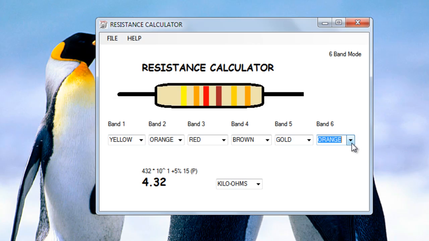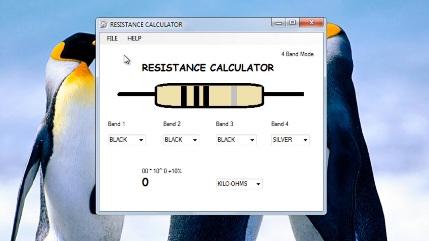So now I hope you can find the resistance easily if you are given the color code, and it does not matter to you if it is 4 band, 5 band or 6 band.